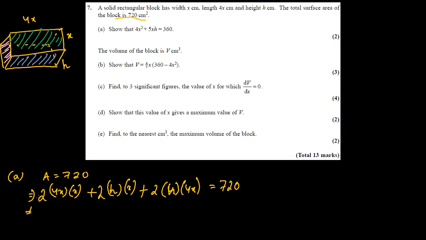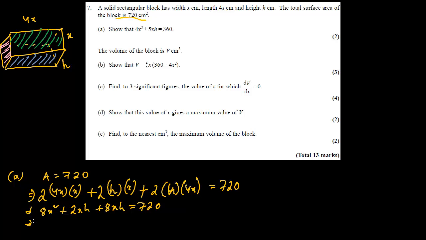So let's get going. 2 fours are 8x squared plus 2xh plus 4 twos are 8xh. It's a good idea to write in alphabetical order, but since they wrote xh, I'm also writing xh equals to 720.